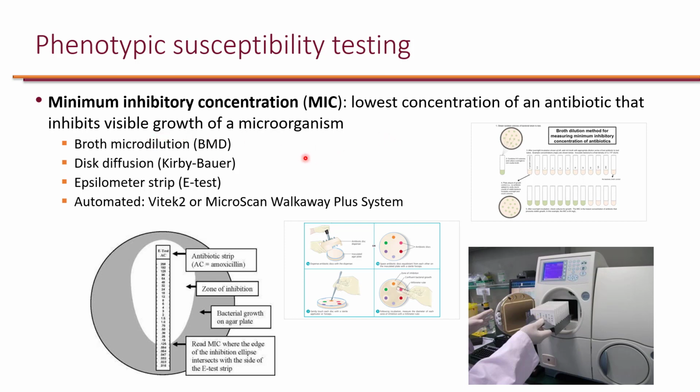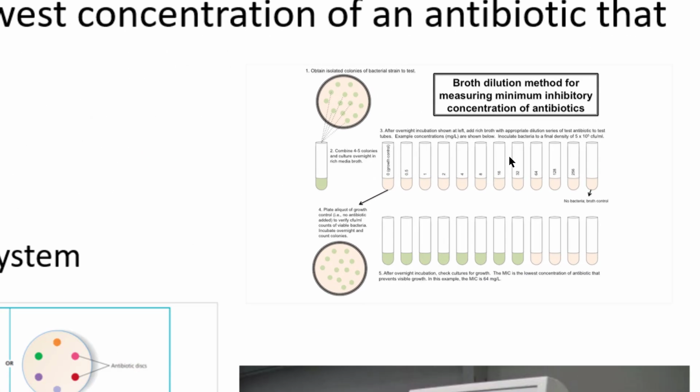And there are different ways to measure MIC. The gold standard is the broth microdilution, and by gold standard I mean that this would be the reference method, and any other method would be a surrogate for the broth microdilution. And here's how broth microdilution works.